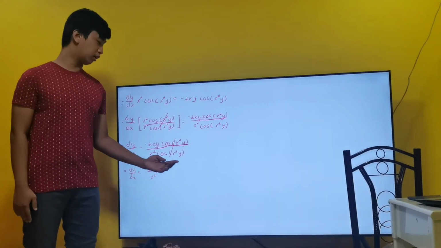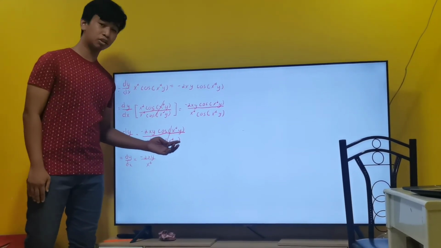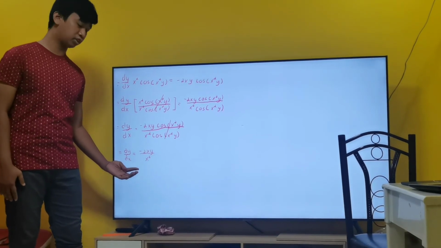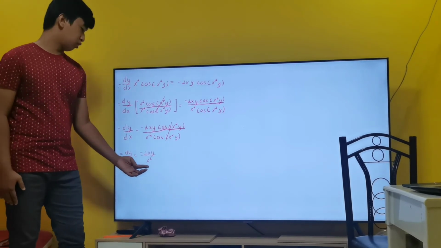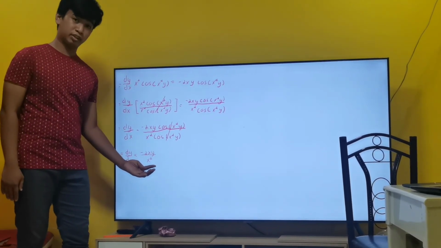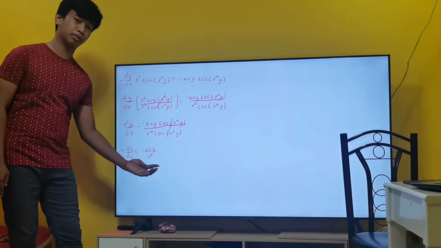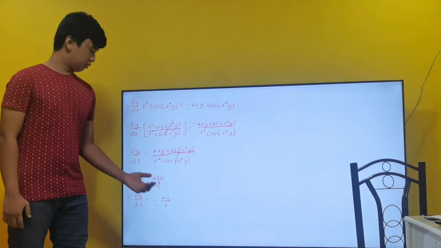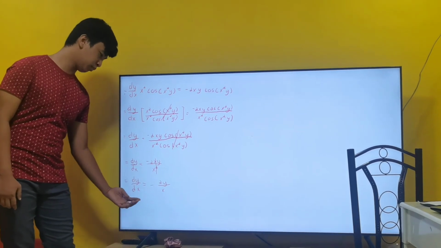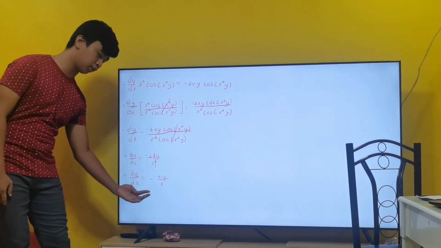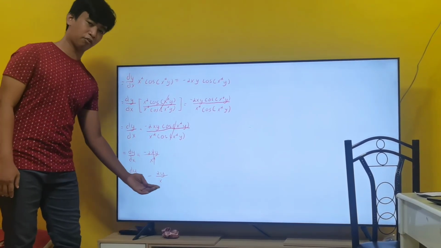So by cancelling out cos(x squared y) in here, the outcome will be dy over dx is equal to negative 2xy over x squared. So we can also simplify this by cancelling out x in the numerator and the denominator. So, by cancelling x in the denominator and numerator, it will become dy over dx is equal to negative 2y over x. So, let me ask you guys, is this our final answer?